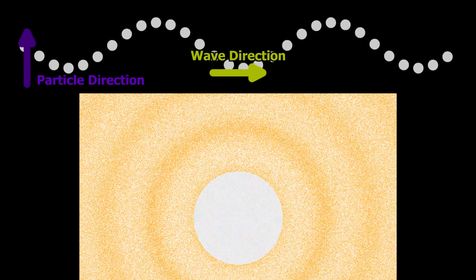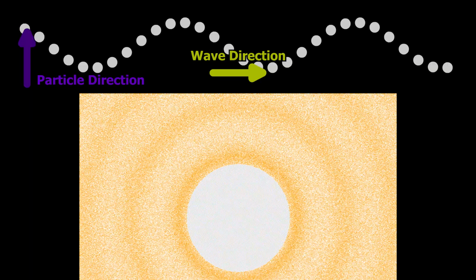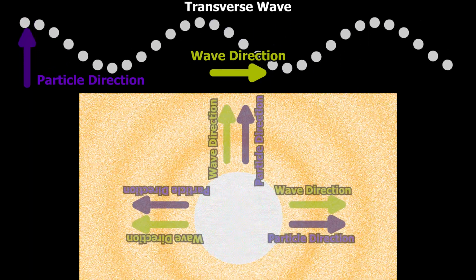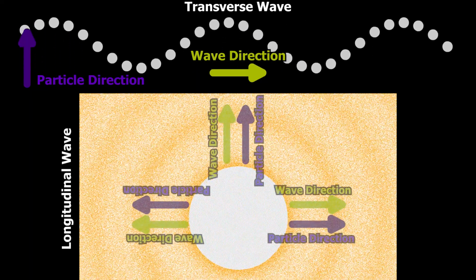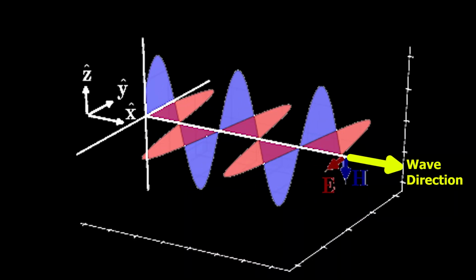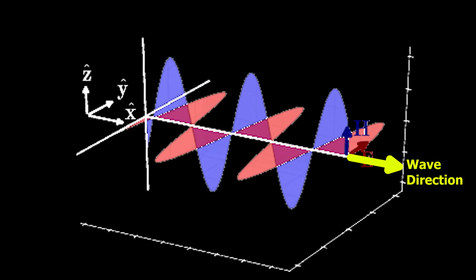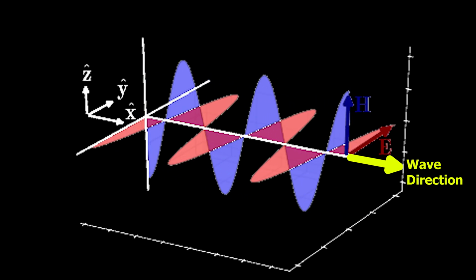Another classification is based on the relationship between particle motion and wave direction. If the oscillating particle's motion is perpendicular to the direction of wave propagation, it is called a transverse wave. If the oscillating particle's motion is parallel to the direction of wave propagation, it is called a longitudinal wave. All electromagnetic waves are transverse waves. This is because the oscillations of electric and magnetic fields must always be perpendicular to the wave's propagation direction.